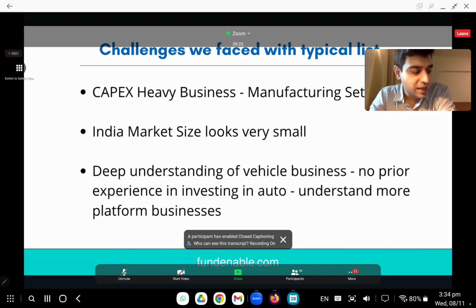Then a lot of investors came back and said that we do not have deep understanding of the vehicle business. We have more experience in investing in platform specific businesses, apps, and so on and so forth, right? So we do not really have a very detailed understanding of a business like this. We've never done it, and therefore we don't want to invest.